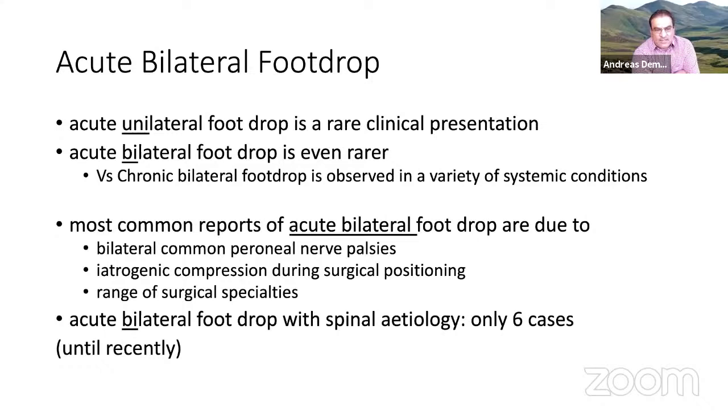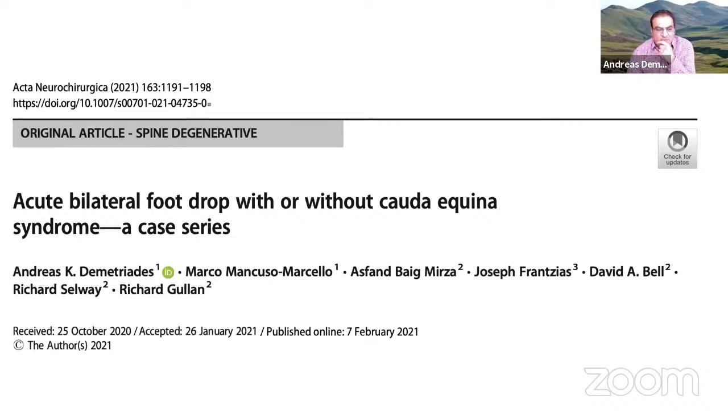We all know acute unilateral foot drop is a rare clinical presentation, but acute bilateral foot drop is even rarer. And most common reports of acute bilateral foot drop are due to bilateral common peroneal nerve palsies, especially iatrogenic positioning, almost of any other specialty. But the acute bilateral foot drop with spinal etiology until recently only had 6 isolated case reports until we found another series that I wanted to share with you.